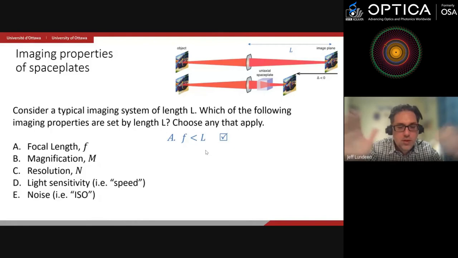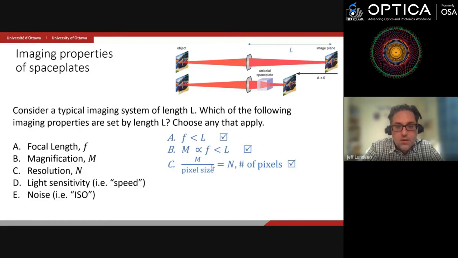The magnification is proportional to the focal length, so the magnification, and thus image size, is also limited by the length of your system. If you put a space plate in, your magnification is no longer locked to the length of your system. The resolution is also now not locked to the length of your system. The resolution, being the number of pixels, is limited by the image size over your pixel size. So that is also now unlocked, and you can set it freely as long as you can compress space as much as you want.